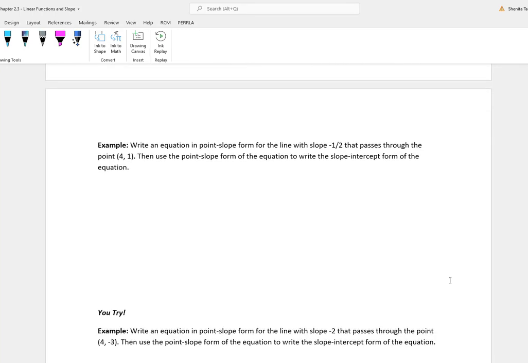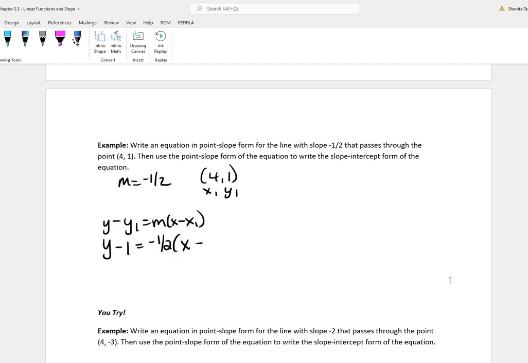Right, let's do another one. This line has a slope of -1/2 and goes to the point 4, 1. So this will be my x1, y1. So let's plug everything back in. This will be y minus 1 is equal to -1/2 times x minus 4. Okay, this is point slope.